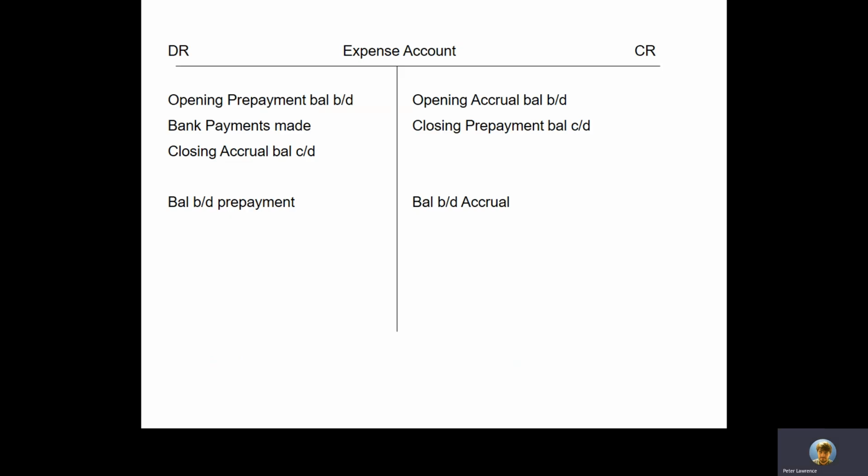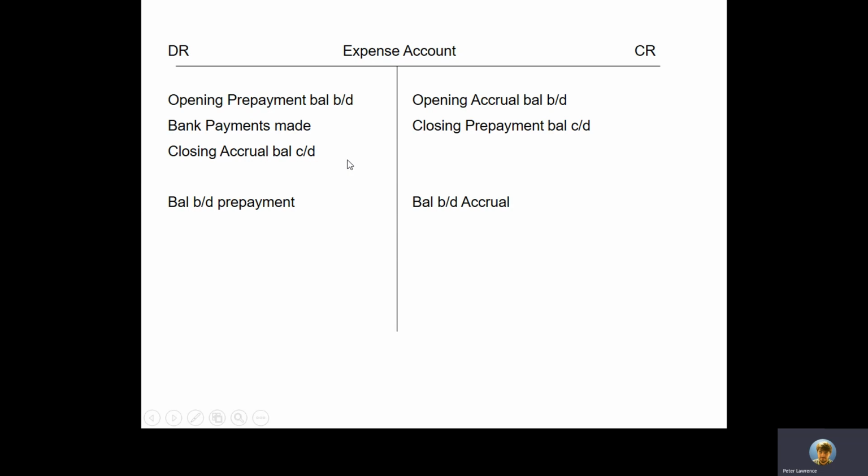Now, that is a basic layout for an expense account. The only thing I'm not putting there is the transfer figure that would go on the credit side. But you can see that if you have a prepayment at the start of the year, it will debit the account. If you have an accrual at the start of the year, it will credit the account. Payments made on the debit, and then your closing accrual.